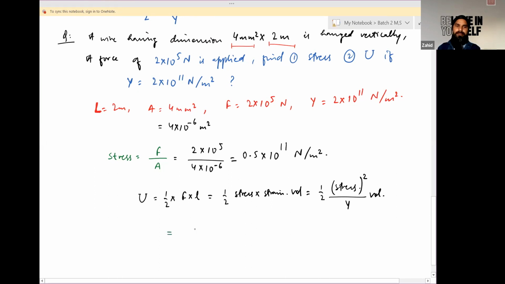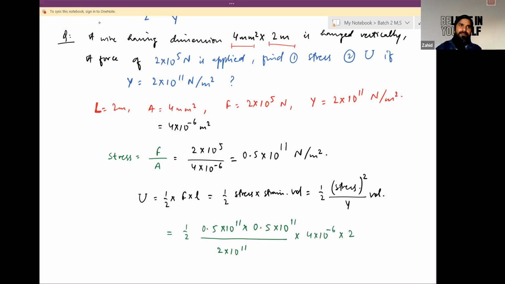I'm using the third part, half stress we have calculated above as 0.5 into 10 to the power 11 square. So it will be 0.5 into 10 to the power 11 whole divided by Young's modulus, which is 2 into 10 to the power 11 into volume. Volume is area of cross section into length. Area of cross section is 4 into 10 to the power minus 6, and length of the wire is just 2 meters.